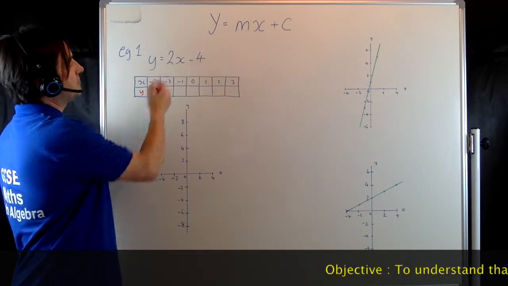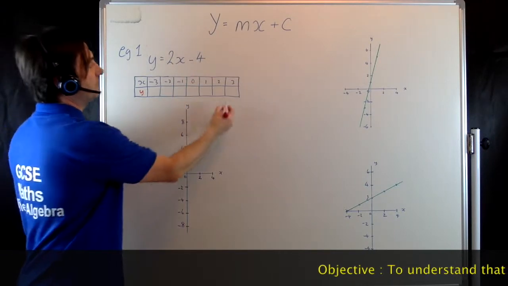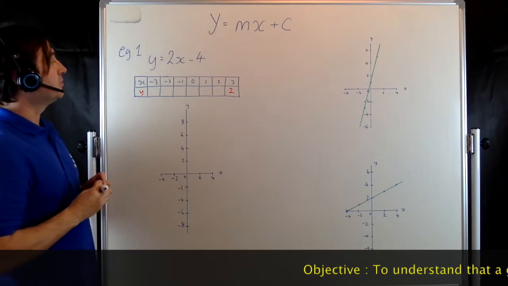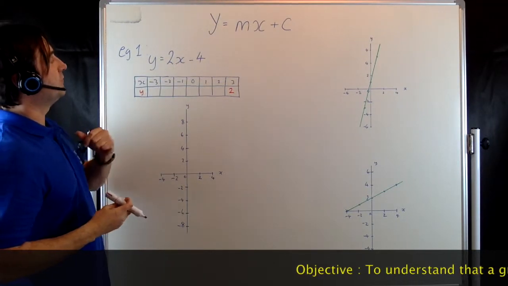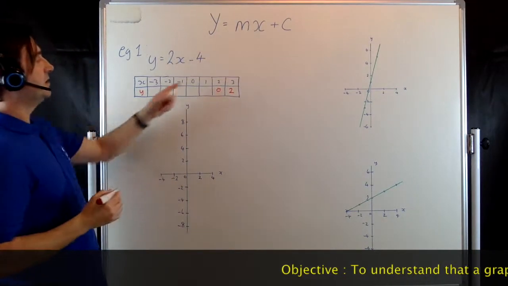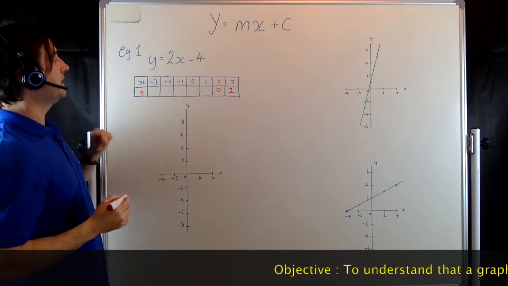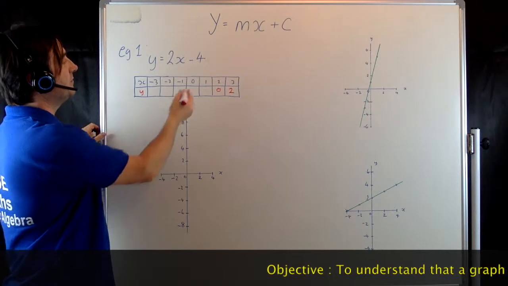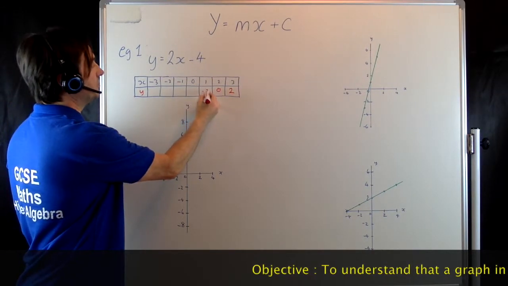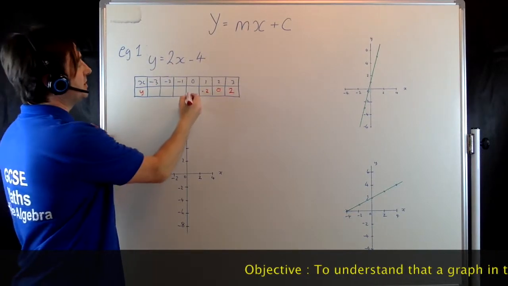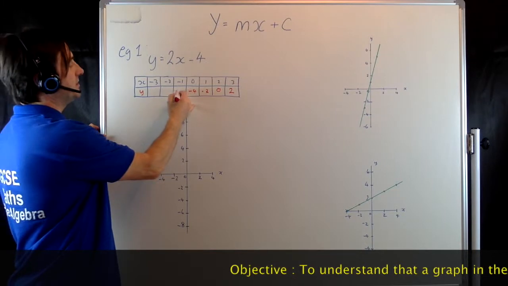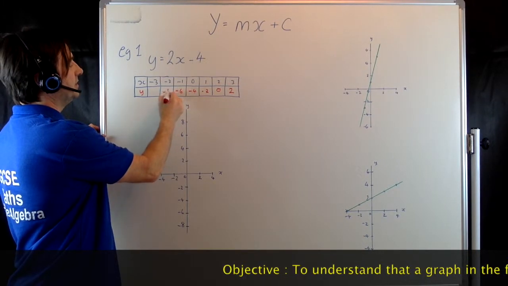So 2 times positive 3 is 6, take away 4, it's going to give us a y value of 2. Let's put the 2 in place of it now. 2 times 2 is 4, take away 4 gives us a y value of 0. Put the 1 in place of it now. You've got 2 times 1 is 2, take away 4 is going to give us minus 2. We put the 0 in, we're going to end up with minus 4. And we should be able to see now that this is going down in 2's.